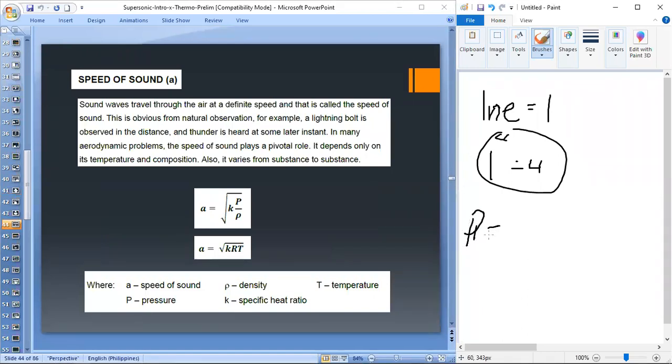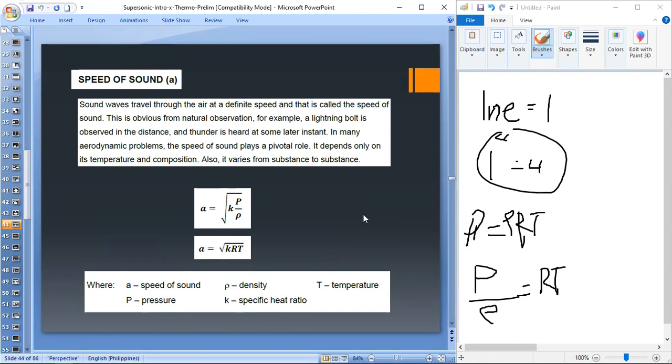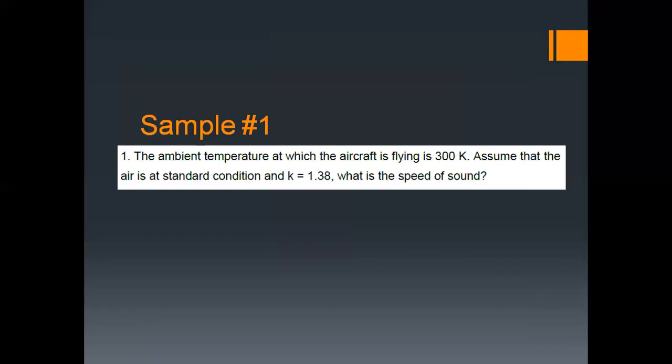From pressure equals ρRT, guys. Just rearrange that. It's basic algebra, you just transpose it there, and then substitute. So, speed of sound, pressure, density, specific heat ratio, and temperature. Basic, right? So, next is sample number one.